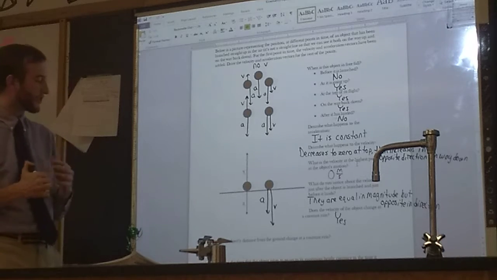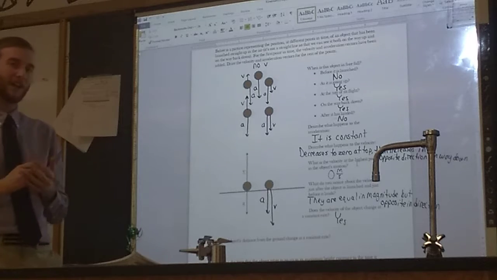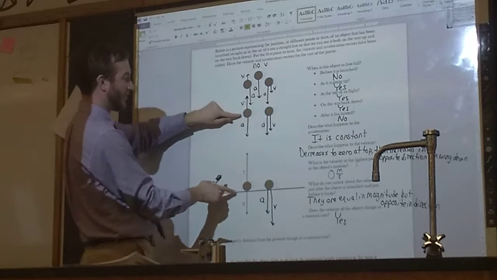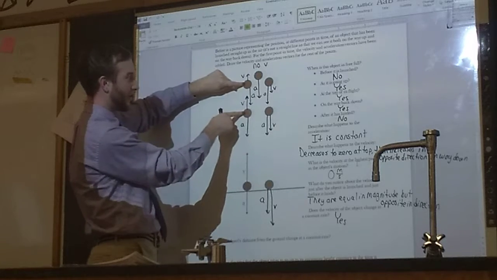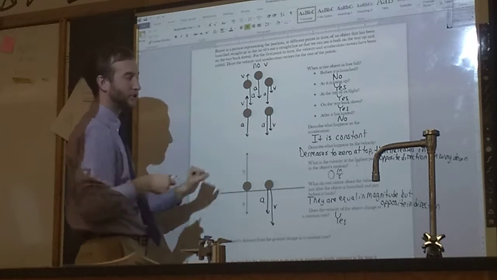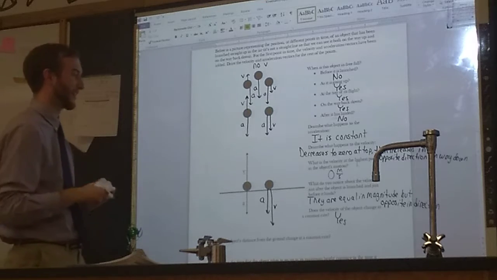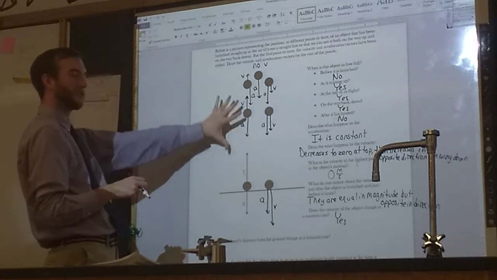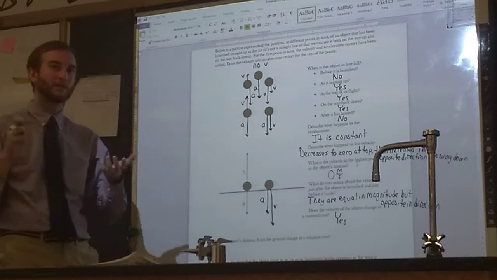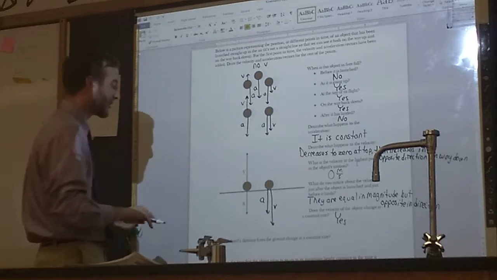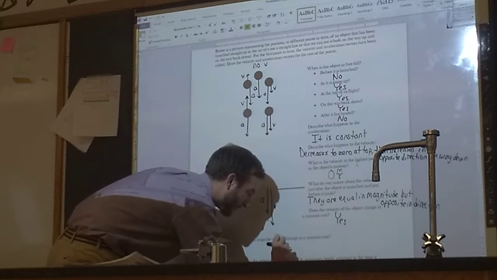The next question: does the object's distance from the ground change at a constant rate? You can kind of tell just by looking, the answer is no. If this is the same amount of time between here and here, and here and here, this very clearly is not traveling the same amount of distance every second. That's because it's moving faster down in these lower ranges. It's moving slower up in these higher ranges. When something's moving slower, it just doesn't cover as much distance. So this is a no.